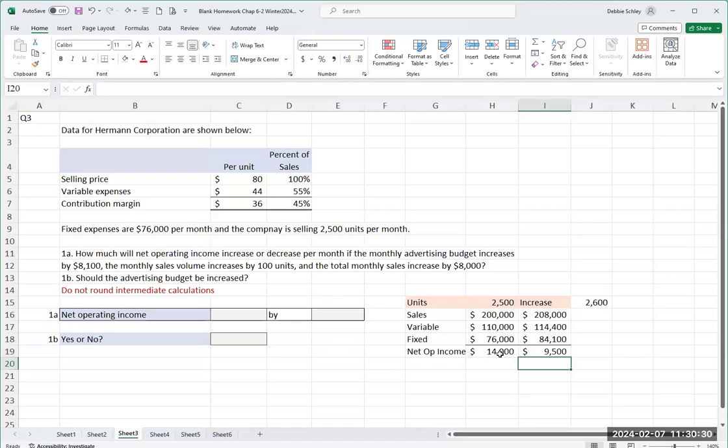So this is where I started, 14,000. And now my projected net operating income is 9,500. So obviously it decreased by the difference, equals this minus this. So my next question is, should the advertising budget be increased? Well, we lost a lot of money, so the answer is no.